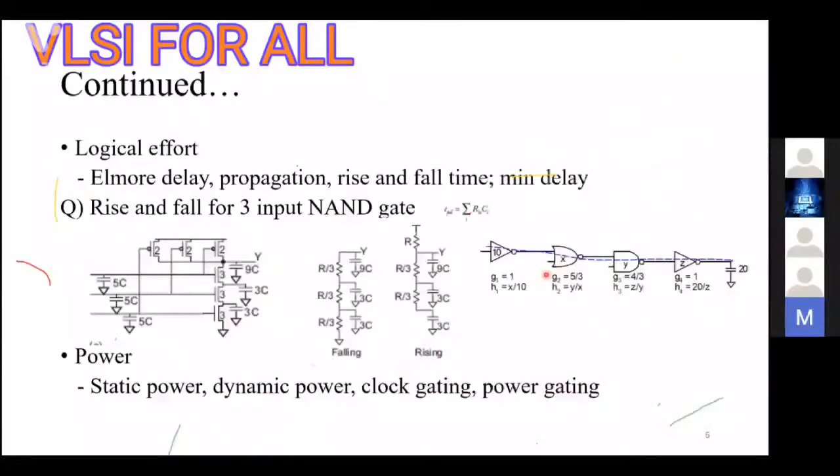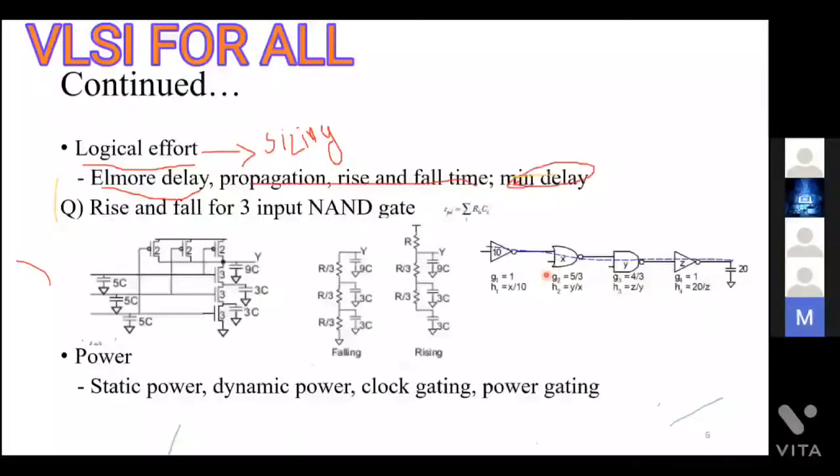Okay, so coming to the next part. The next part is logical effort. As far as I can see, there will be few questions from this, but it is better to understand the concept. It will be helpful in sizing of transistors and those things. Some of the important topics in logical effort are Elmore delay, propagation delay, rise and fall time, and the minimum delay.